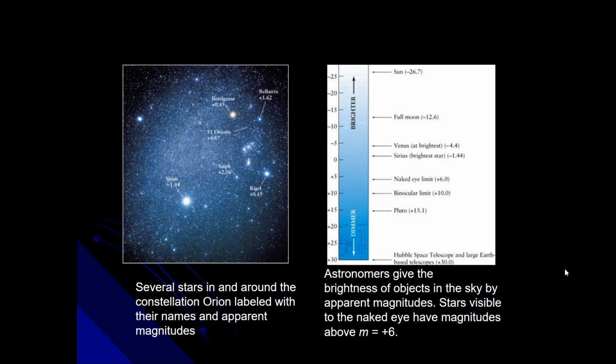Okay, so astronomers give the brightness of objects in the sky by apparent magnitudes. Stars visible to the naked eye have magnitudes below m equals plus 6. So that means plus 5, plus 4, 0, negative 4, negative 10, anything. And again, remember, we go all the way to 0, and then we go more negative.